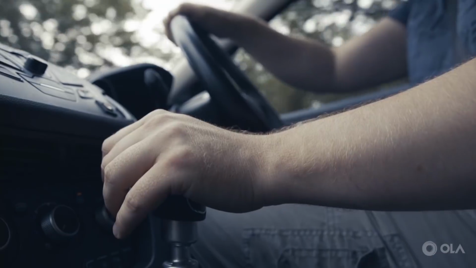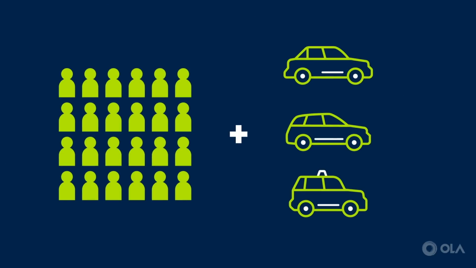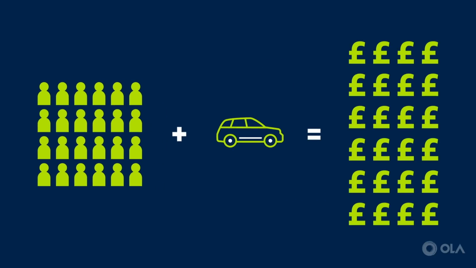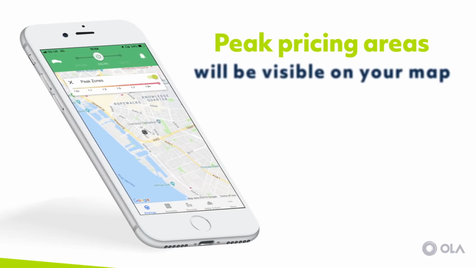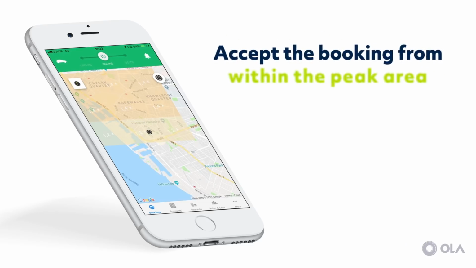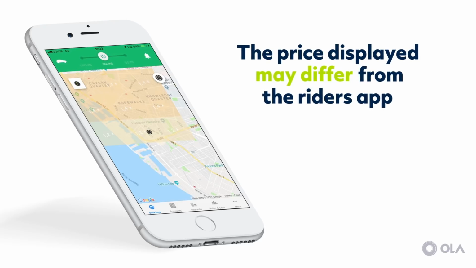Another great way to increase your earnings is by picking up peak price rides. Not familiar with the term? Well, let us explain it in the simplest way we know. More people and fewer cars equal, you guessed it, higher prices. When the demand for rides is greater than the cars available, that's when peak pricing comes into play. You'll see peak areas marked on your map, so be sure to look out for them. It's important to remember that you will need to be within the peak area when you accept the job to receive the peak pricing. The price displayed in your driver app may also differ from that displayed in the rider app.